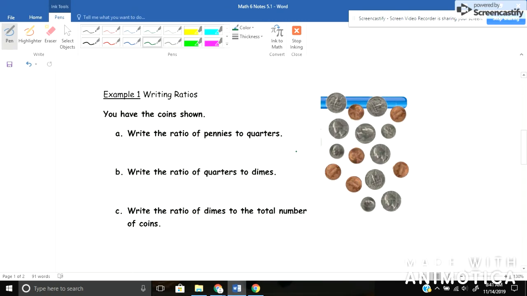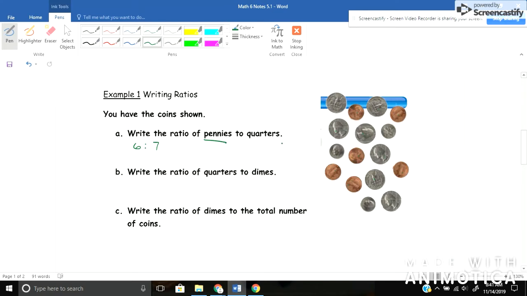Okay, the first one, we've got this picture here, and it says you have the coins shown. Write the ratio of pennies to quarters. All right, so pennies, we've got 1, 2, 3, 4, 5, 6 pennies. Okay, so 6. And quarters, I've got 1, 2, 3, 4, 5, 6, 7. 6, and I'm going to use the colon this time. 6:7.